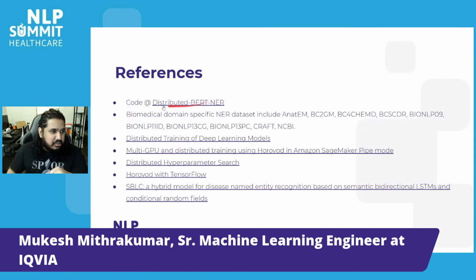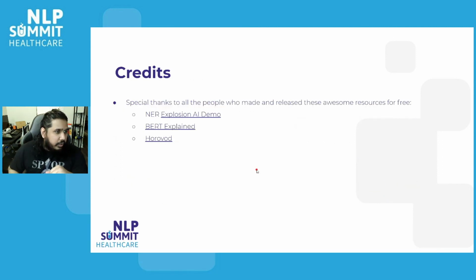The code base is at Distributed NER. I will push the code soon after the talk. And these are the data sets and some links which can help you set things up in AWS and do distributed training. Finally, there is BERT Explained. It's a pretty good article on Medium on how BERT works. I would highly recommend taking a look at that.